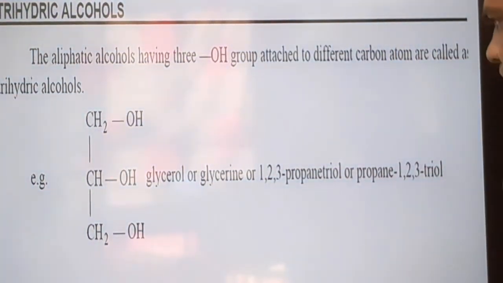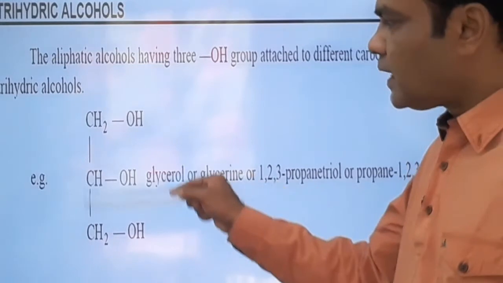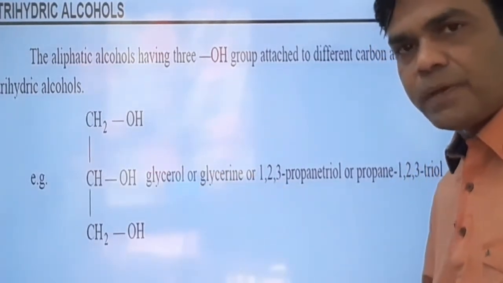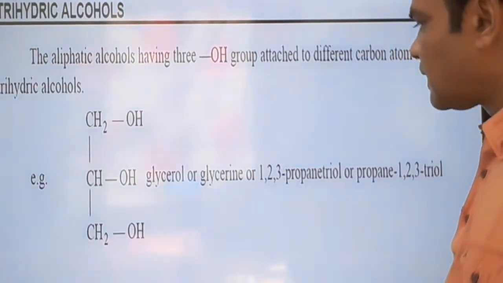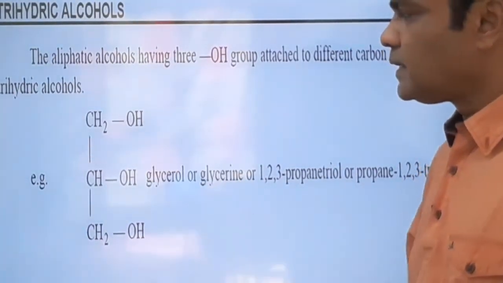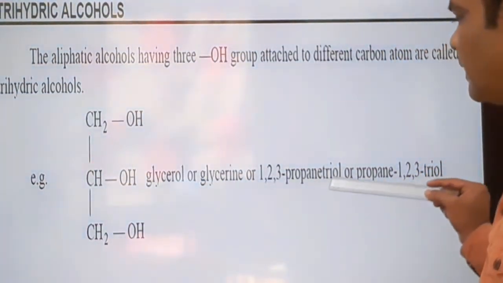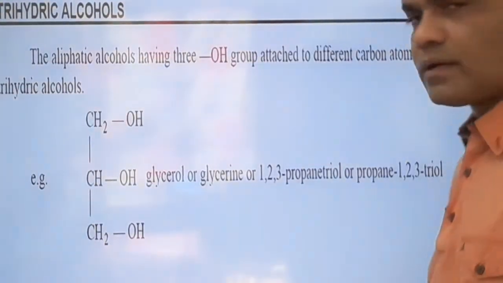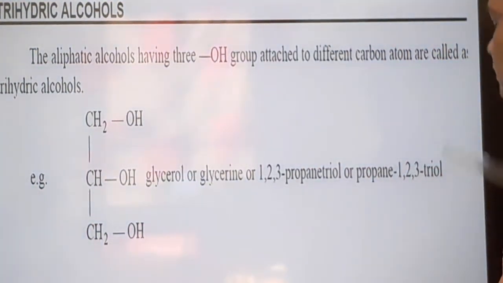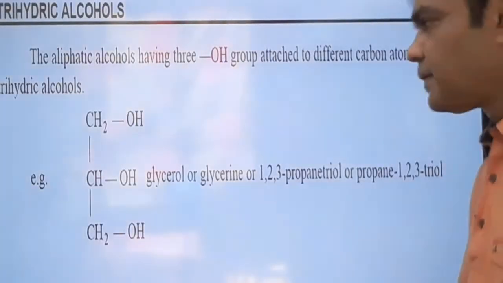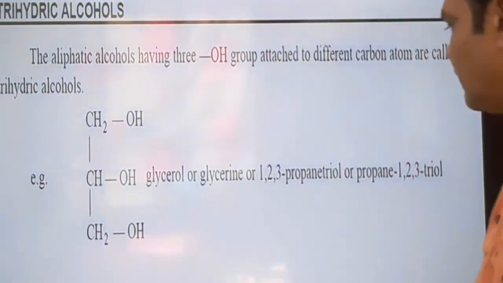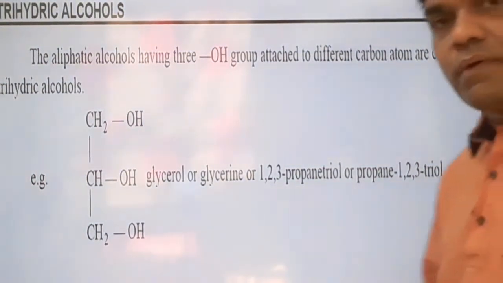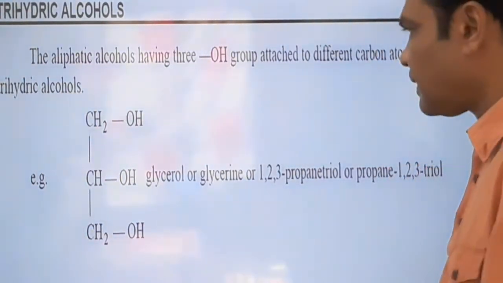What is its IUPAC name? 3 carbons are there in the chain, so it is a propane derivative. 3 OH groups are there. What are their positions? 1, 2, 3. So 1,2,3-propanetriol or propane-1,2,3-triol. Both are correct.